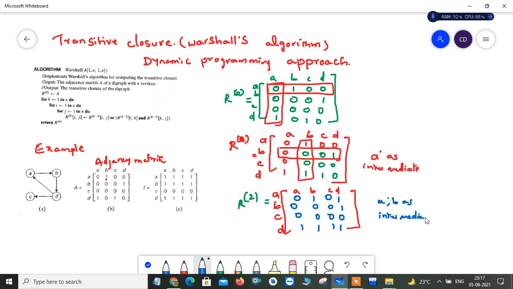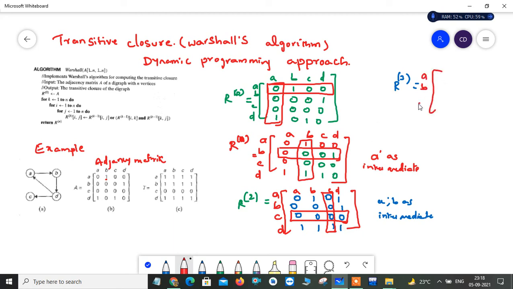So this matrix we get when we make AB as an intermediate. Rank 2 is nothing but it says that we cannot take more than 2 as consideration. Now I need to find R of 3. For this I have to include C also as an intermediate. So from this I'll make C an intermediate to find rank 3.